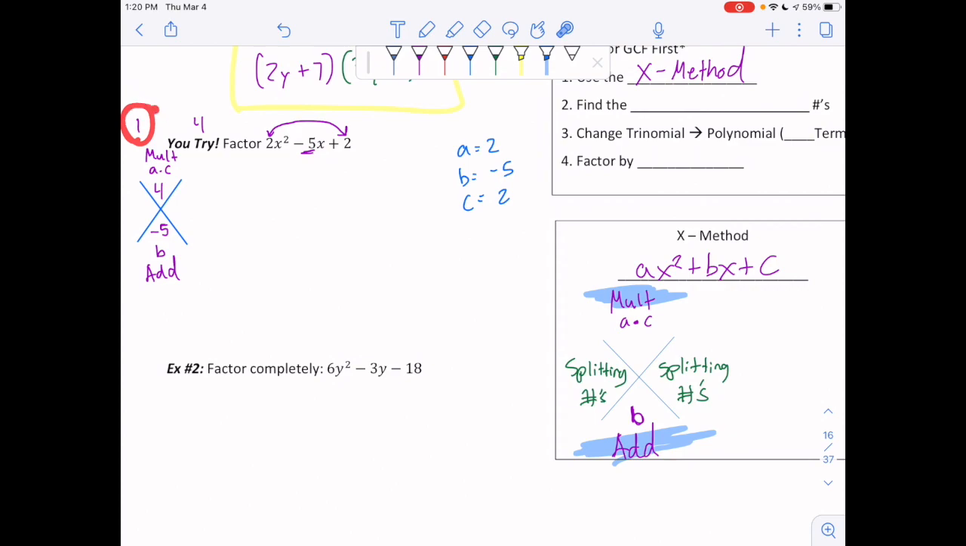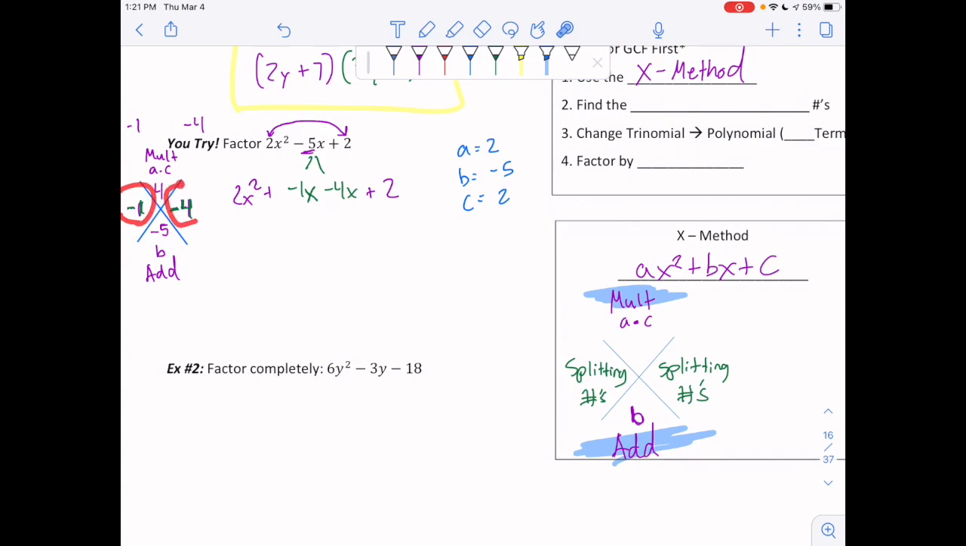And you kind of see a little bit, take a pause, like 1 and 4, can that relate to adding to -5 somehow? Right? So it turns out -1 times -4 is +4, and then -1 plus -4 is actually also -5, okay? So that works out. So here it'll be -1x and then -4x, okay? That's how you split them up. And then here, you just bring down the other two numbers, 2x squared plus 2.